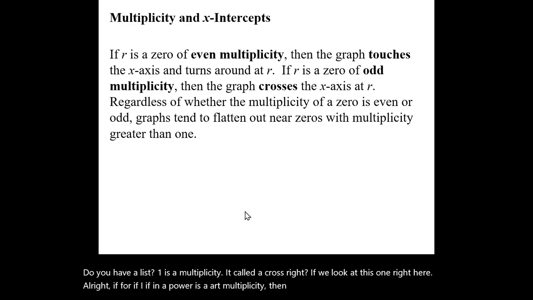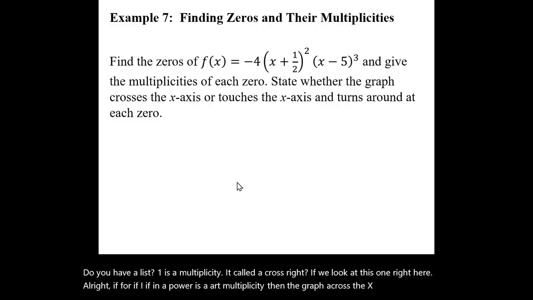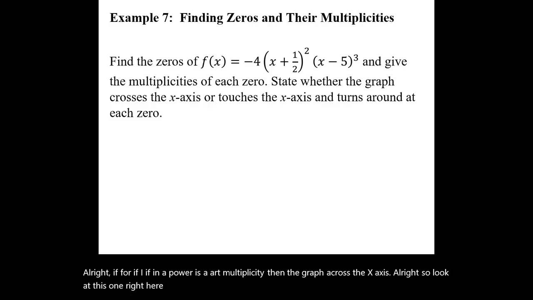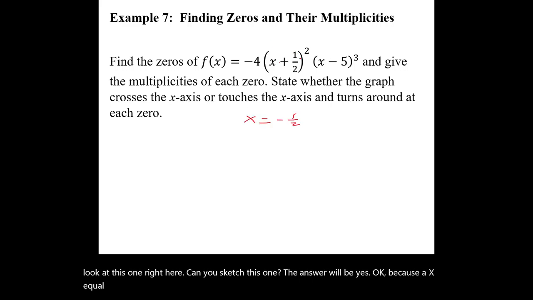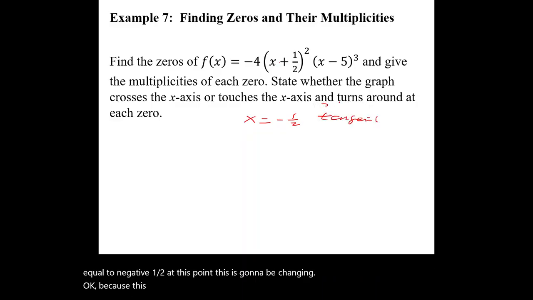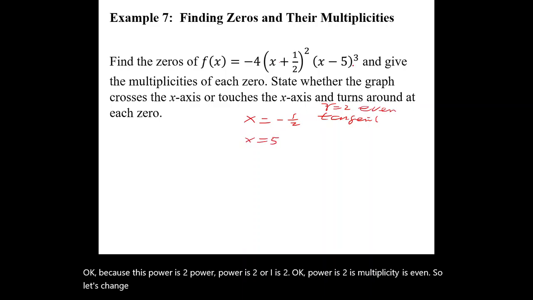All right, so look at this one right here. Can you sketch this one? The answer will be yes, because x equal to -1/2. At this point, this is gonna be tangent, because the power is 2. The multiplicity is even, so that's tangent. X equal to 5, x minus 5, the power here is 3, so this is called odd power. Odd power, this will be crossing.